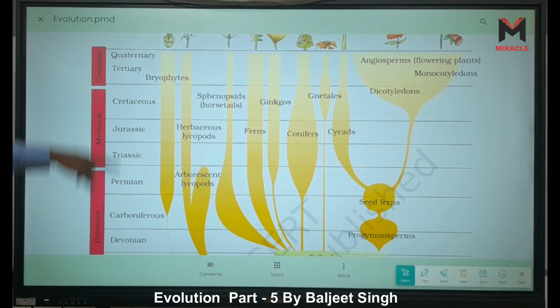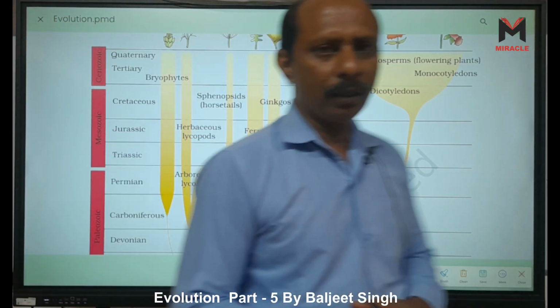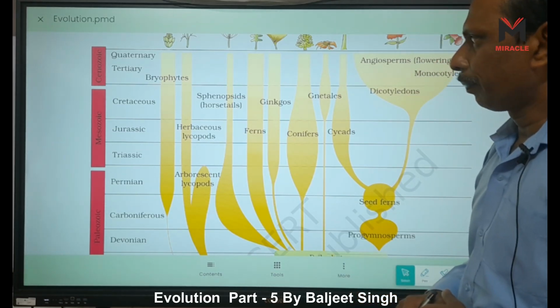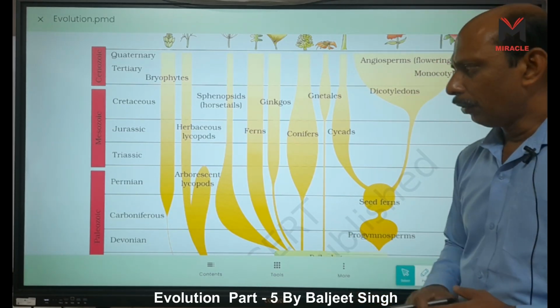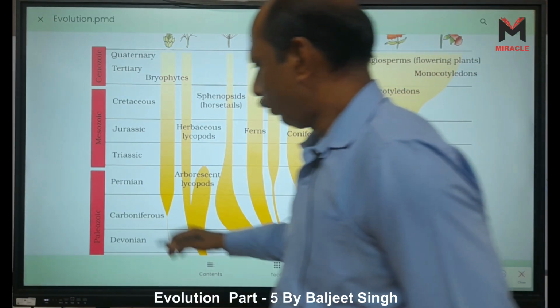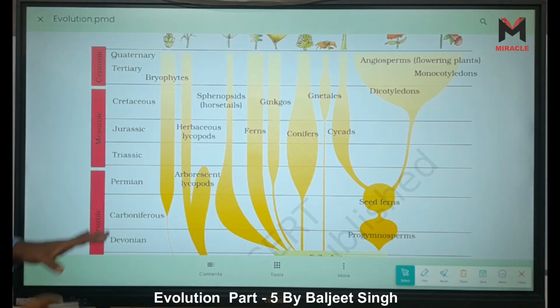These are periods: Devonian, Carboniferous, Permian, Triassic, Jurassic, Cretaceous, Tertiary, Quaternary. Right? Then epochs are also there. So first I want to tell you about the different periods or different eras. A different time period, which is divided. Which is divided means different periods. What different periods and how they are divided.